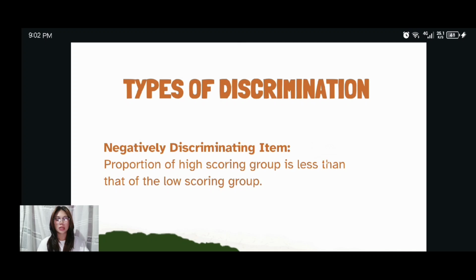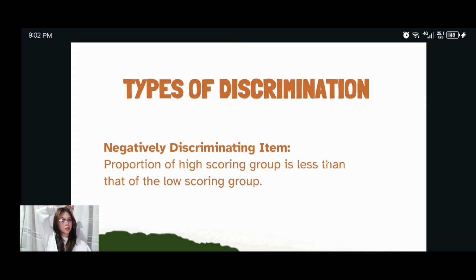To understand this concept, a question is negatively discriminating if the students who generally perform poorly on the test are more likely to get that question right compared to the students who generally perform well. This is an undesirable characteristic for test questions, as they may be poorly written, confusing, or testing something unrelated to the intended material.